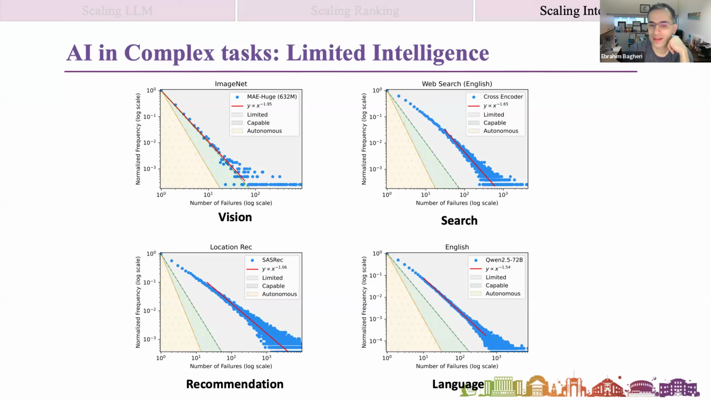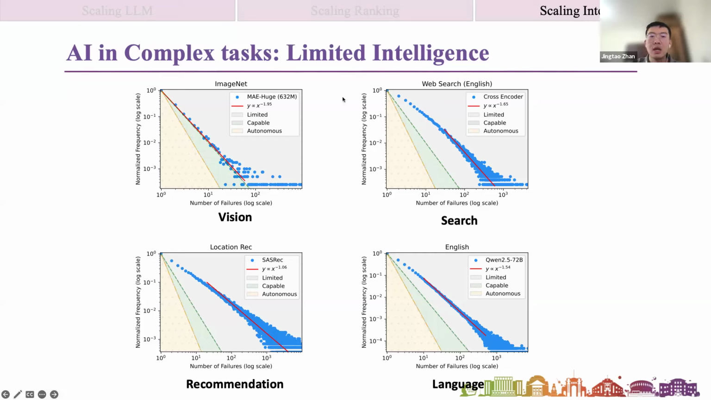Got it. So it's like an MRR measure, basically. Where in the list does the correct answer appear? Yes. Perfect. And we can draw the distribution on this log plot, and we can find out the intelligence level. We can see that for vision, we use ImageNet, and the current models are approaching the capable level, but most data points still lie within the limited level region.